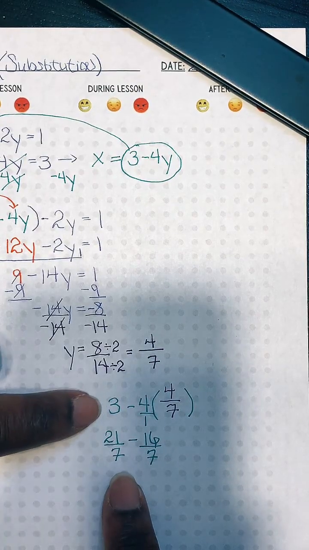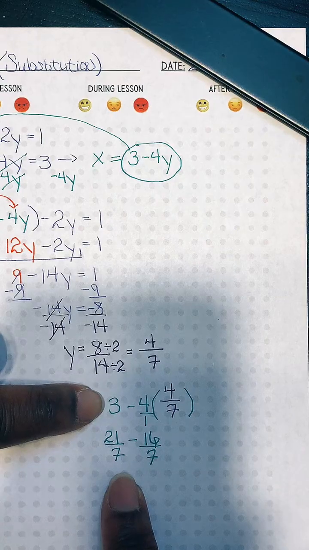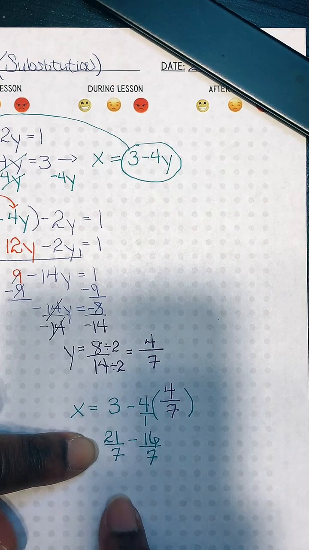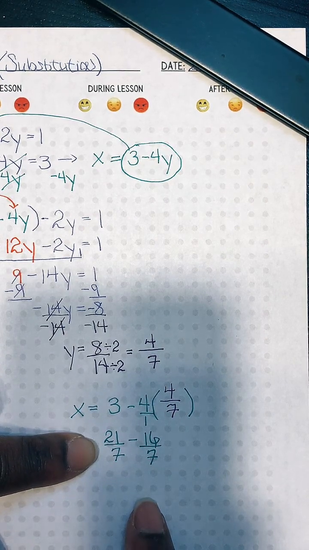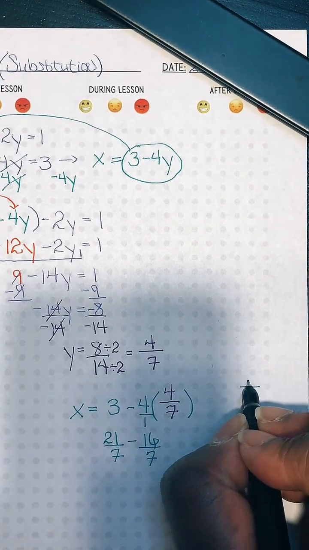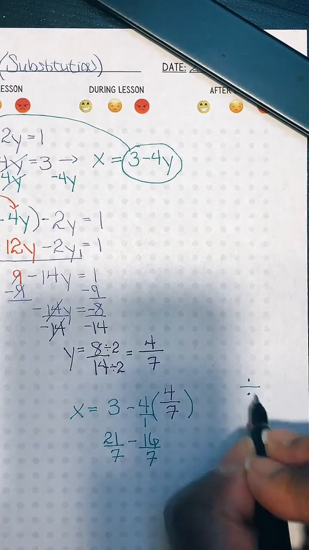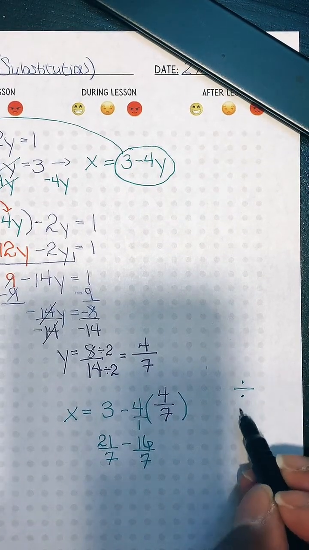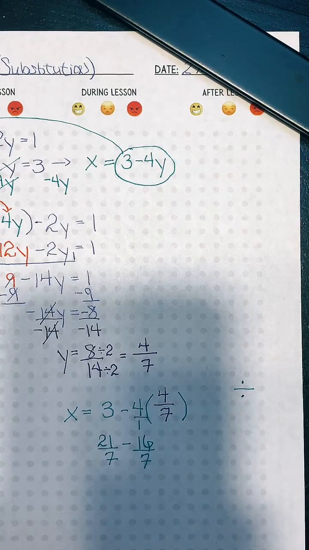So I had to make this whole number of 3 into a fraction. And remember, fractions is nothing but division. Even if you look at a division sign, you have the fraction bar and 2 dots. The 2 dots is supposed to represent numbers.